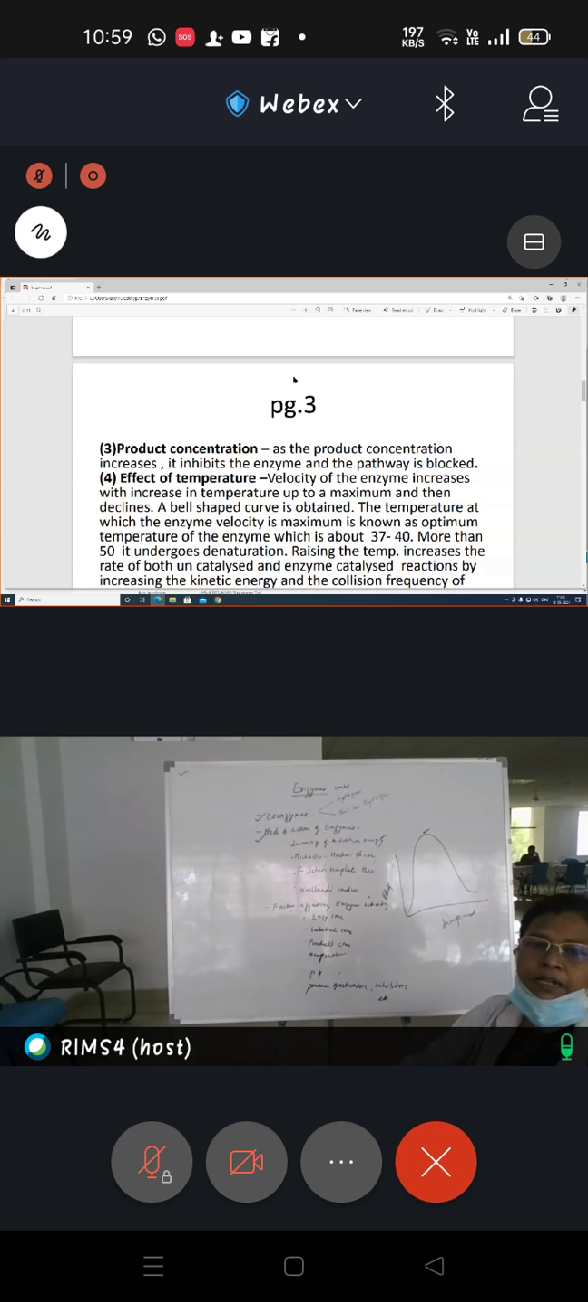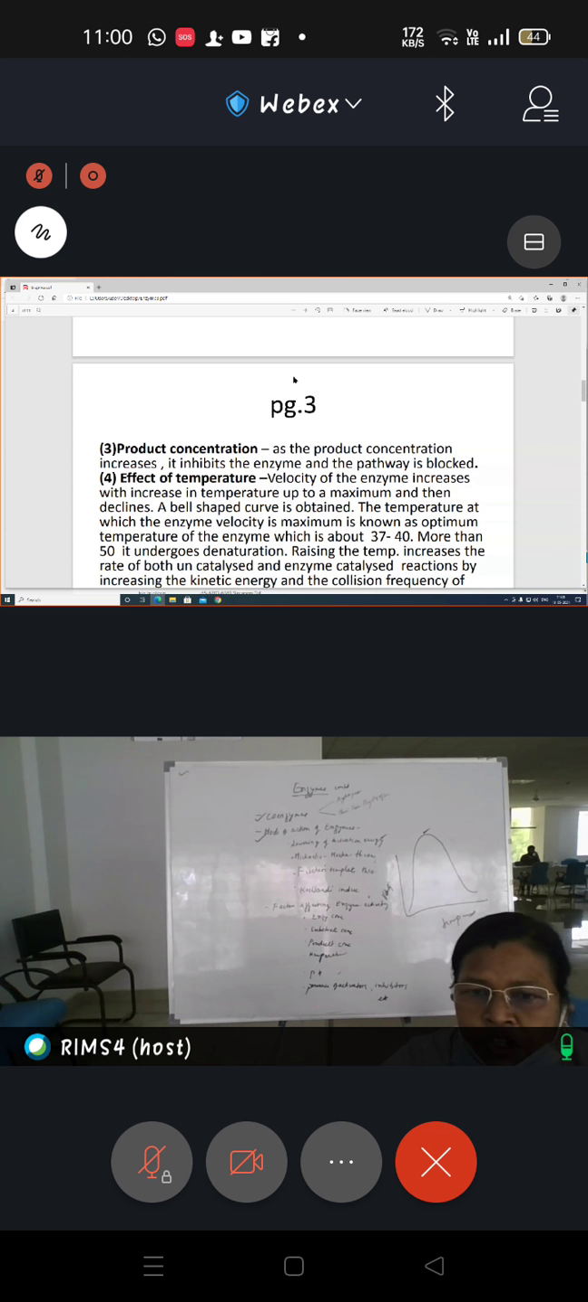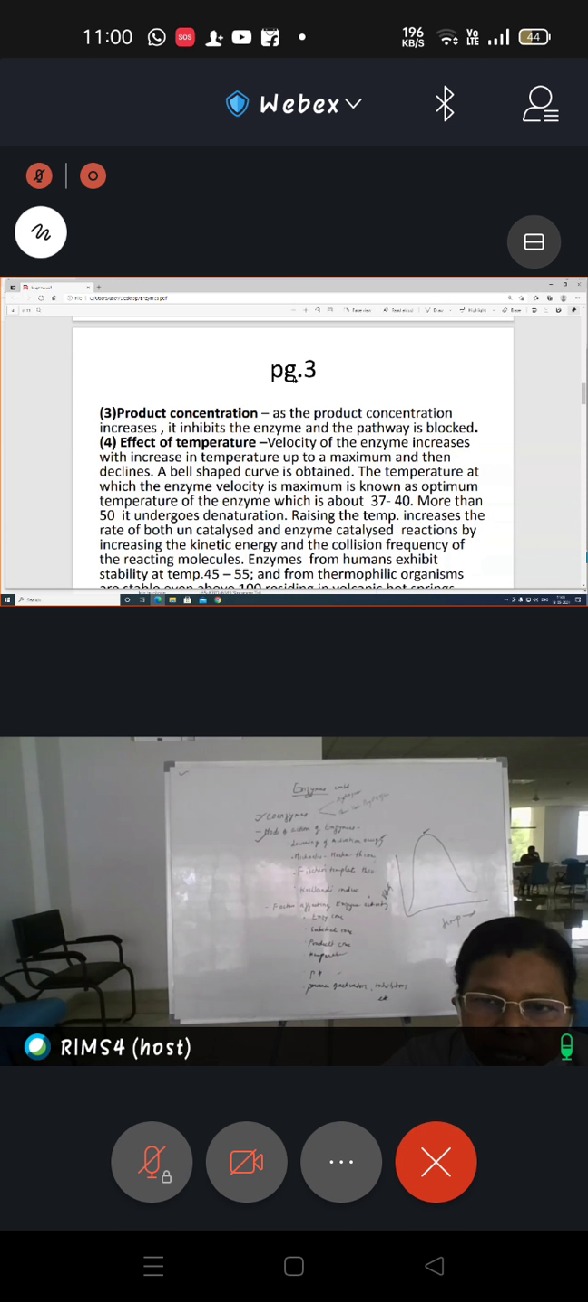After that, it decreases. So the velocity of the enzyme increases with the temperature up to a maximum, after which it declines. So it is bell-shaped. The temperature at which the enzyme velocity is maximum is the optimal temperature, which is about 37 to 40 degrees centigrade. At 50 degrees centigrade, in the human body, it undergoes denaturation.